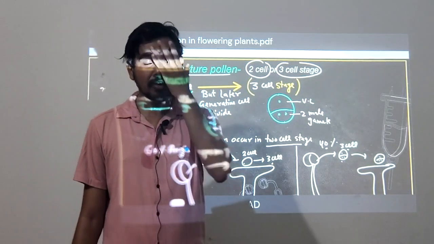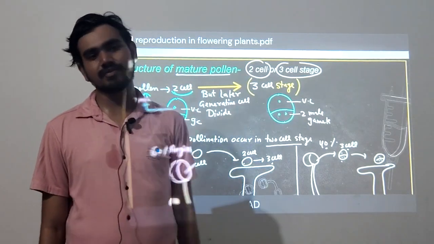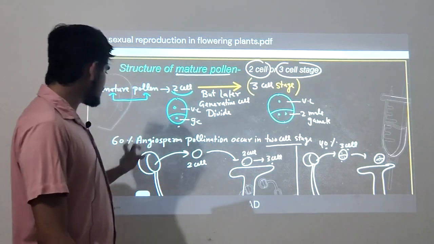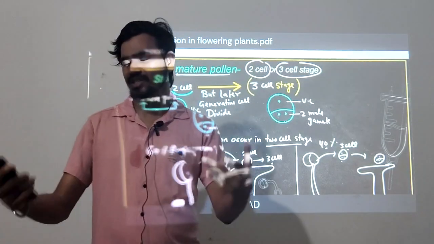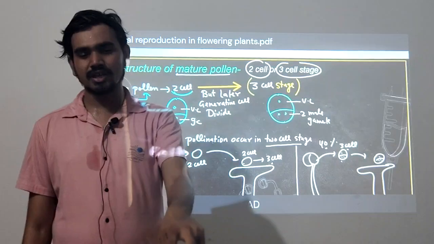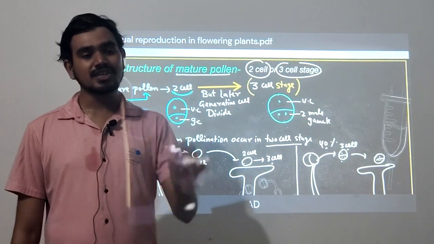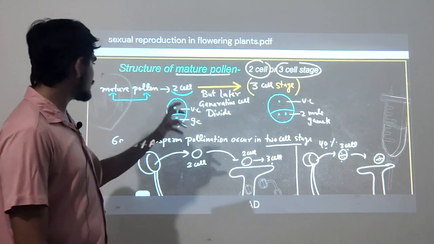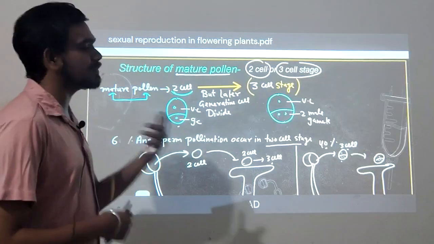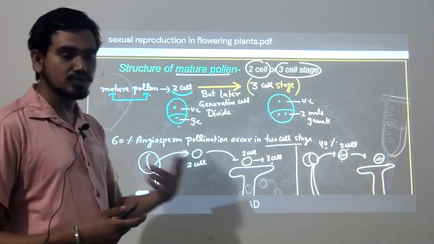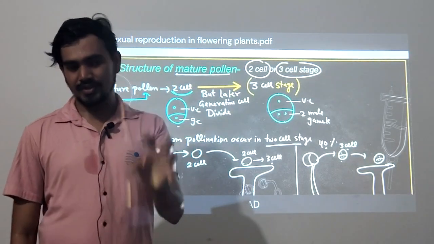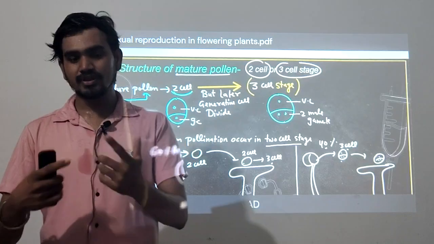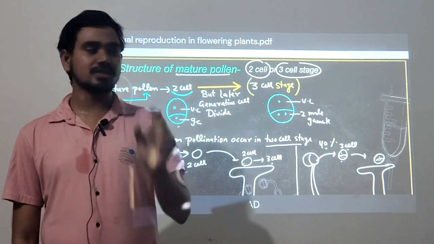So now the structure of mature pollen. It has 2 cell stages or 3 cell stages. In 60% of angiosperms, pollination takes place at the 2 cell stage, and the remaining 40% at the 3 cell stage. So what is the 2 cell stage? When pollen is mature, it contains 2 cells. The large one is the vegetative cell, the small one is the generative cell. That is known as the 2 cell stage.